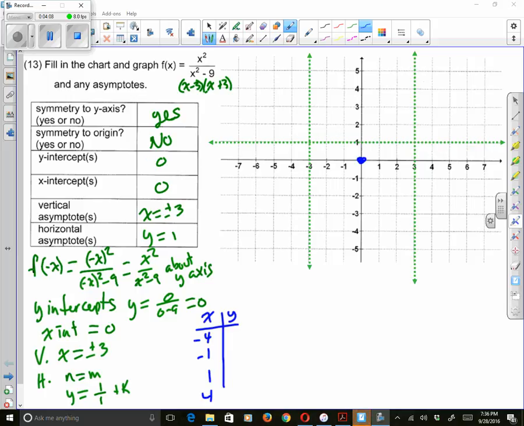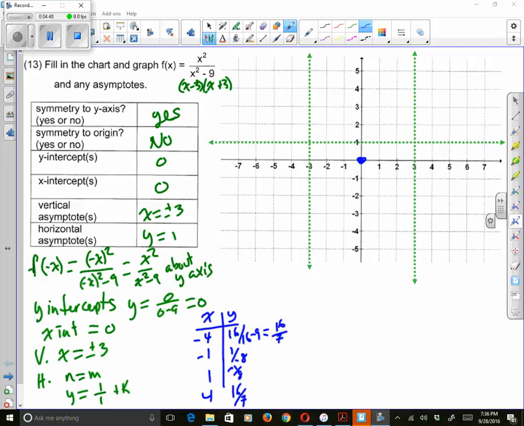When we plug in -4, 16 divided by 16 minus 9, which is 16 over 7. So a little bit more than 2, right? So that means down here at 4 is also going to be 16 over 7. When we plug in -1, we're going to get 1 divided by 1 minus 9, which is -8, or -1/8. And the same thing is going to happen when you get +1, so -1/8.